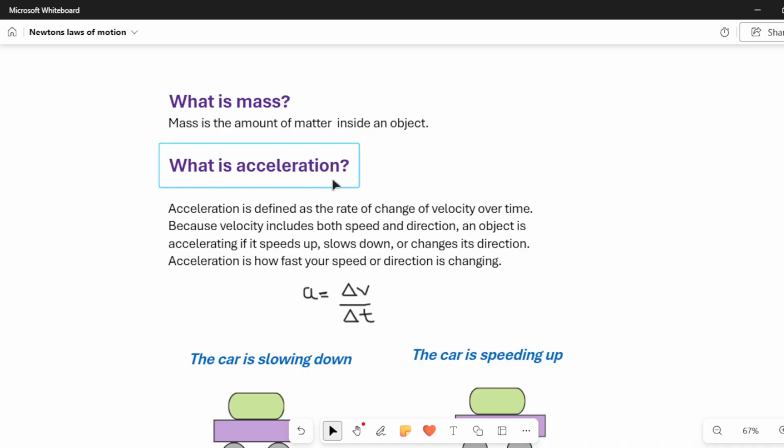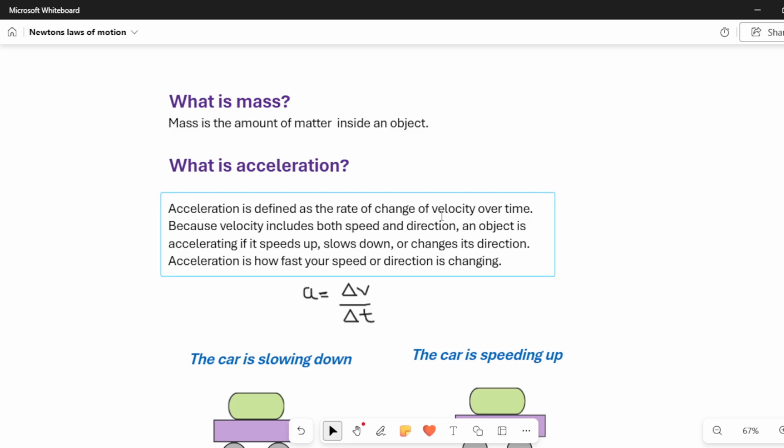Now, what is acceleration? We have seen what speed is. Speed gives us the magnitude: distance traveled by time taken, how much distance is covered over a time. Velocity gives us, along with the distance traveled by time taken, also the direction in which the object is moving. Now, acceleration is nothing but how fast your velocity is changing over time. So this is nothing but your velocity over time. Velocity includes both speed and direction.